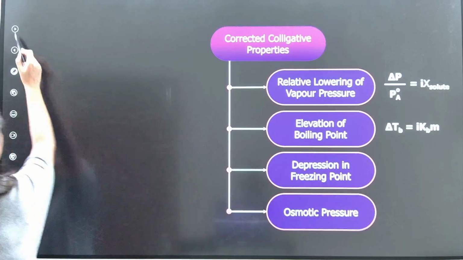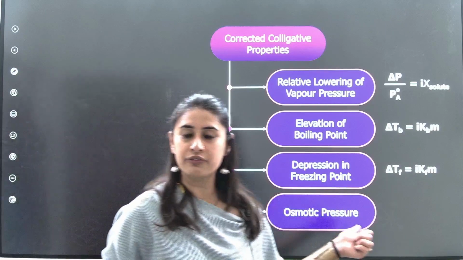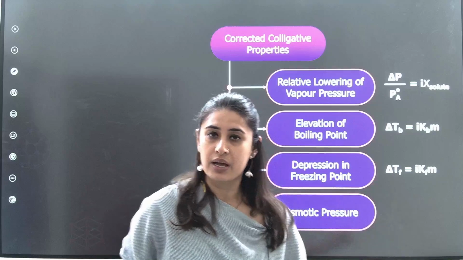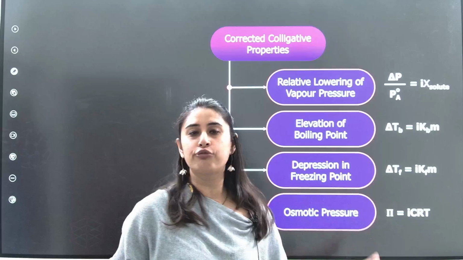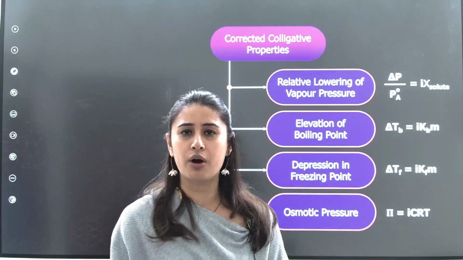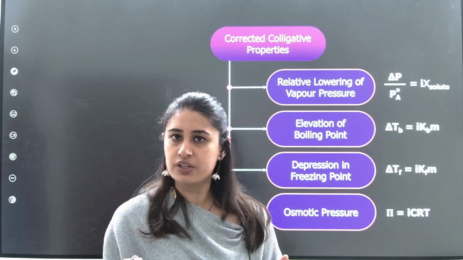Third one, depression in freezing point. Delta T_F is equal to i K_f m. Osmotic pressure, pi is equal to i C R T. The four formulas should go straight in your mind. It should stay with you.